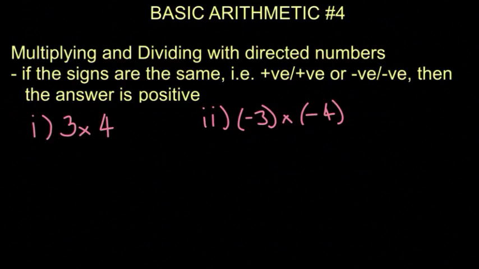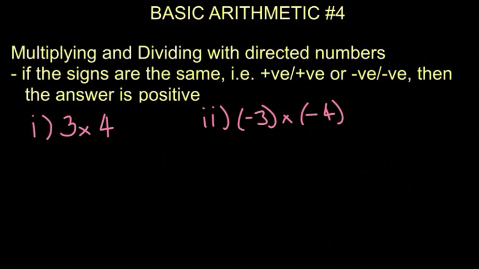With multiplying and dividing directed numbers, it's important to remember that we can have two possible situations where the sign of the numbers is the same or the sign of the numbers is different. If the sign of the numbers is the same, that is positive and positive or negative and negative, then the answer is going to be a positive number.